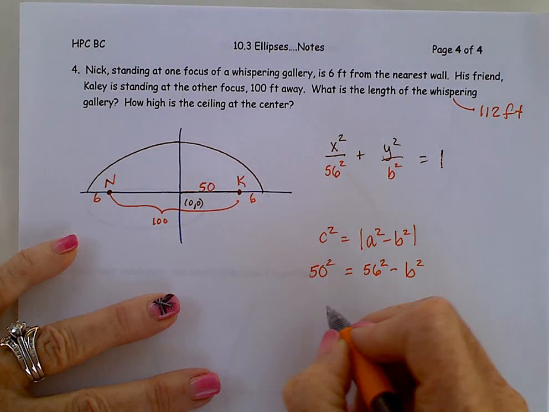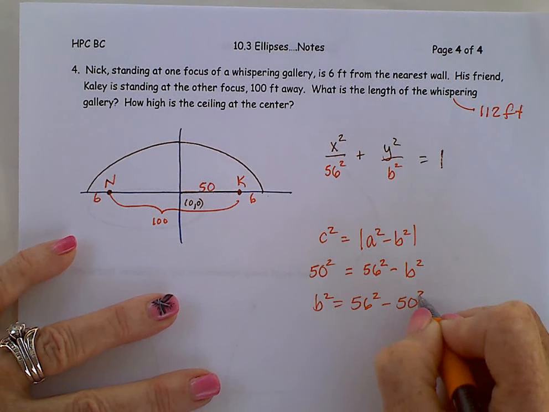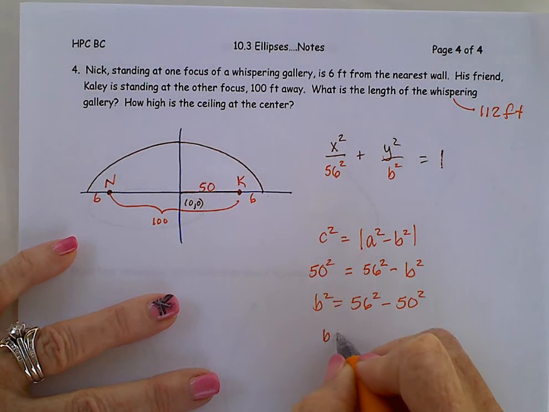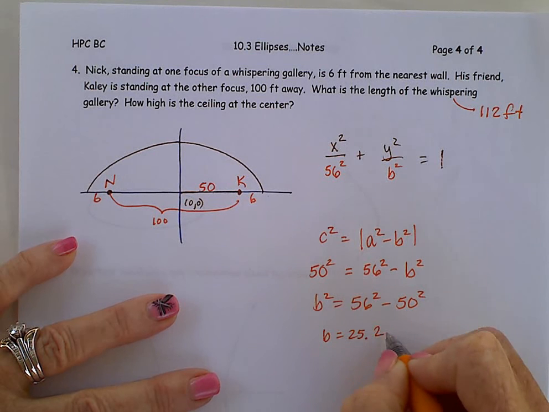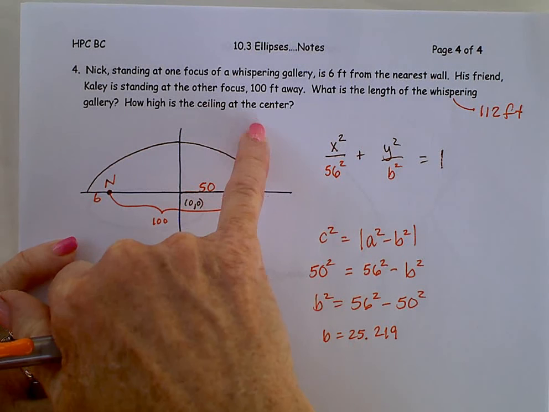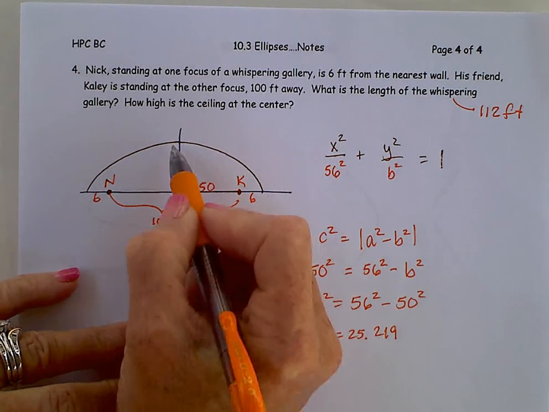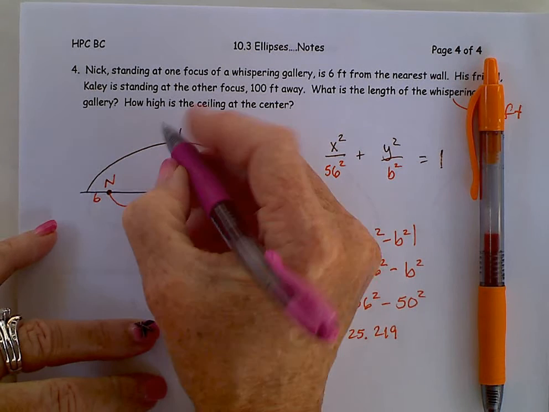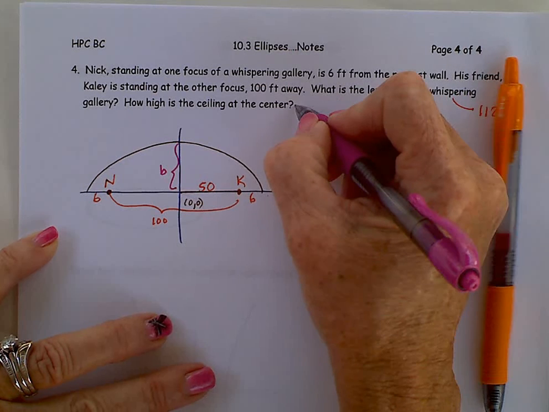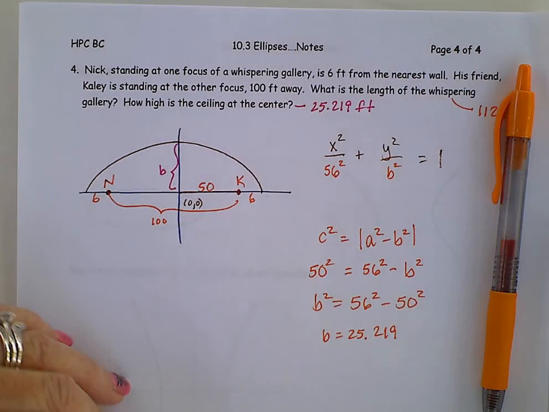b squared is going to then be 56 squared minus 50 squared. And you can zap this in your calculator and get that b is 25.219, which is exactly what we needed to know. How high is the ceiling at the center? That's this distance right here. That distance is b, so 25.219 feet tall is that whispering gallery.